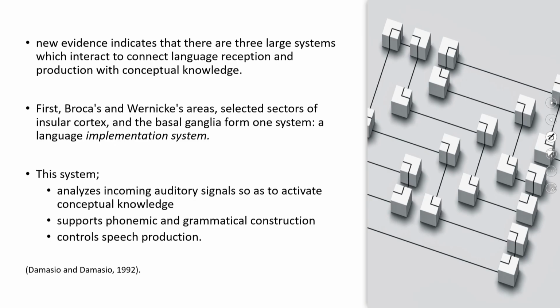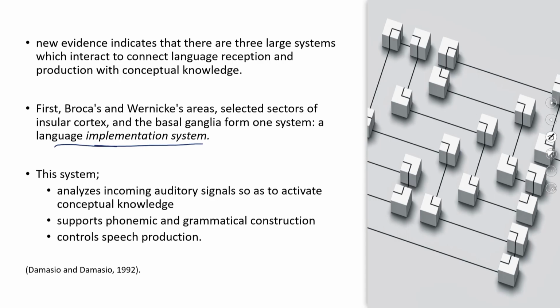So, these 3 things are the primary aspects of doing language, or speaking, or understanding, or whatever. Now, to subserve these 3 different purposes, there needs to be a larger system, that is what this idea proposes. So, the first area is Broca's and Wernicke's area, selected sectors of the insular cortex, and the basal ganglia, which form one system, that is the first system.